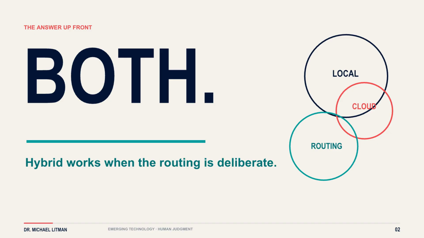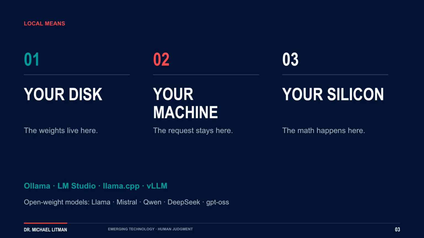The answer is both. It's hybrid. But the only way hybrid isn't a mess is if you actually understand what each side is good at. So let's do that. Buckle up. Let's start with local. Local means the weights are sitting on your disk, on your machine, and the math is happening on your silicon. That's it.